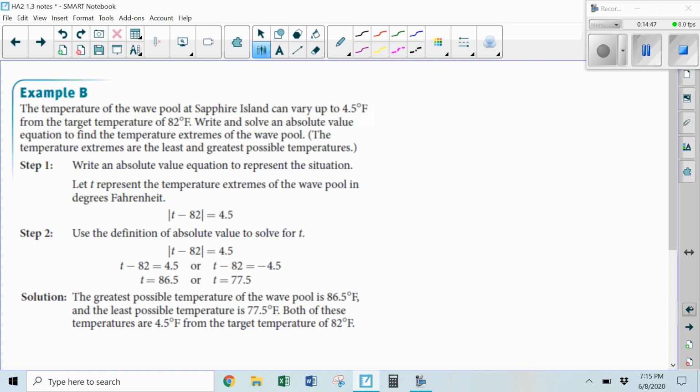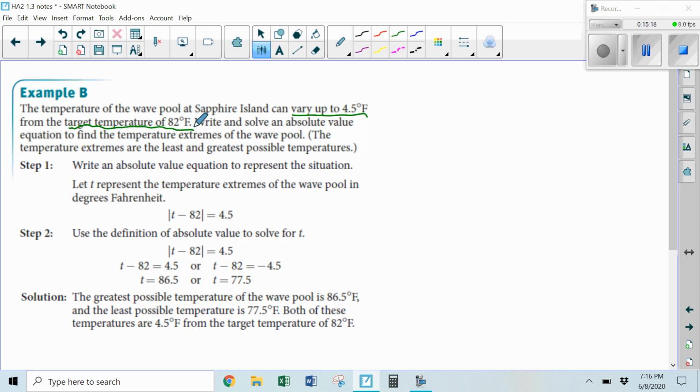Okay, example B, I'm going to go ahead and read here for you. It's done for you in your book, so we're just going to learn from it and then do our own example. The temperature of a wave pool at Sapphire Island can vary up to 4.5 degrees Fahrenheit. That's how far it can vary from the target temperature of 82 degrees Fahrenheit. Write and solve an absolute value equation to find the temperature extremes of the wave pool. The temperature extremes are the least and the greatest possible temperatures.